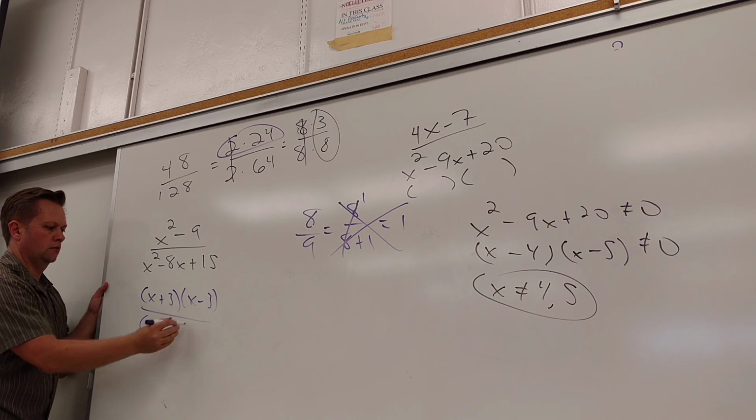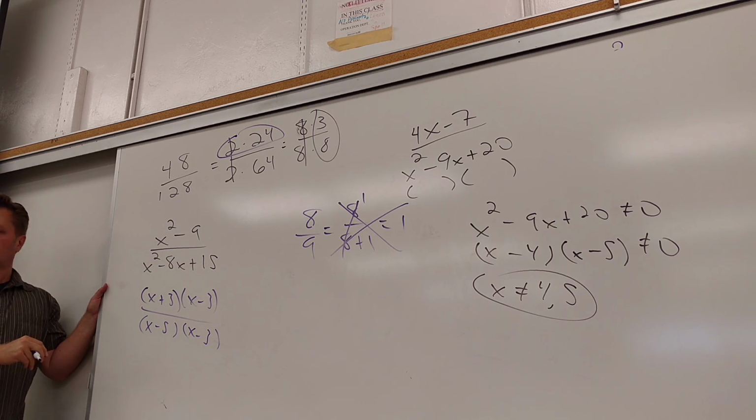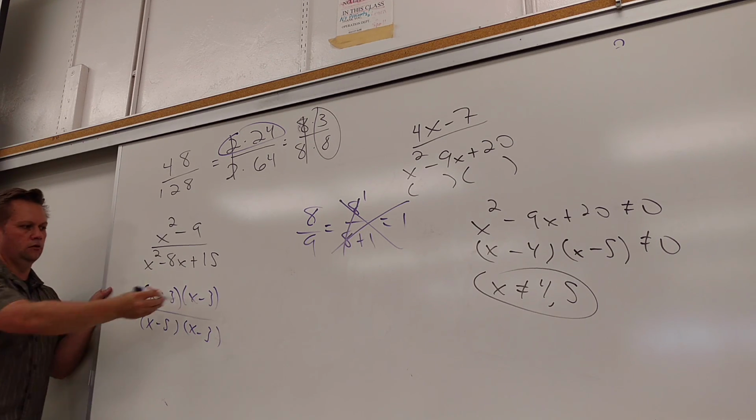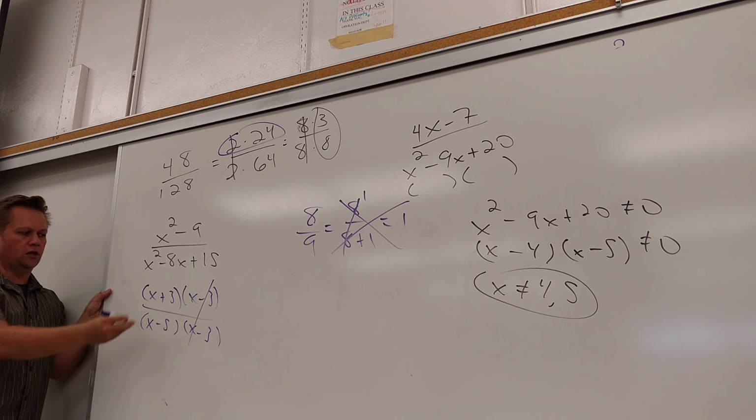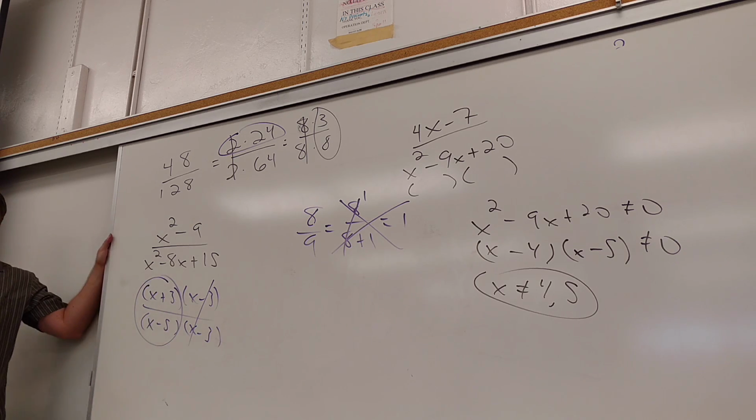Or x negative 5, x negative 3. I like it. Is everybody cool with that? Yeah. And then of course what cancels? x minus 3. Bam! So then that's my answer, x plus 3 over x minus 5.